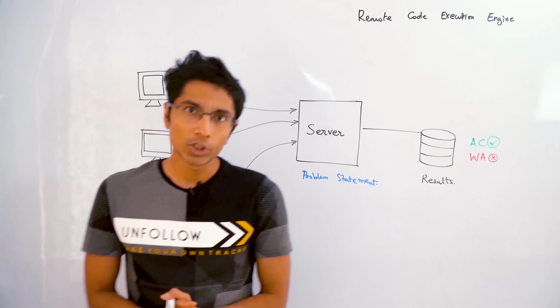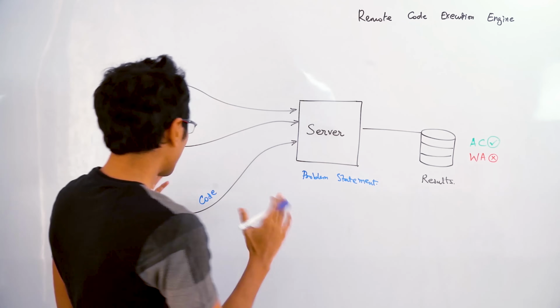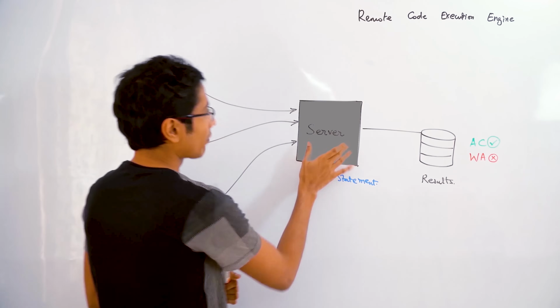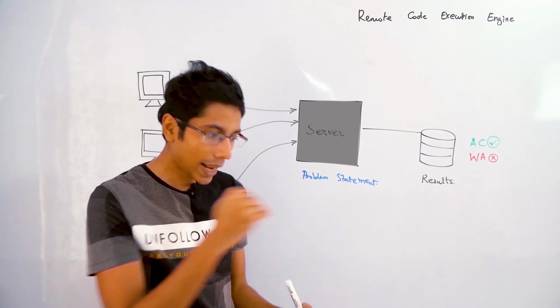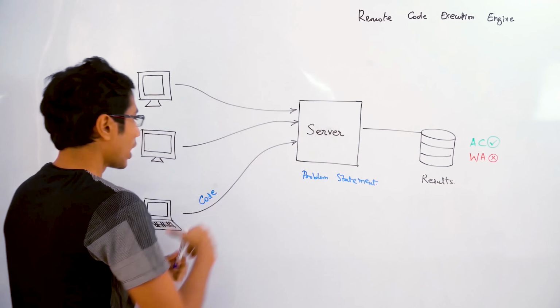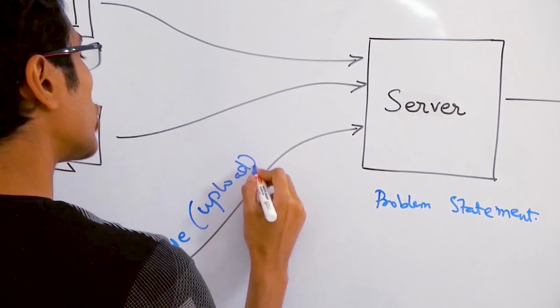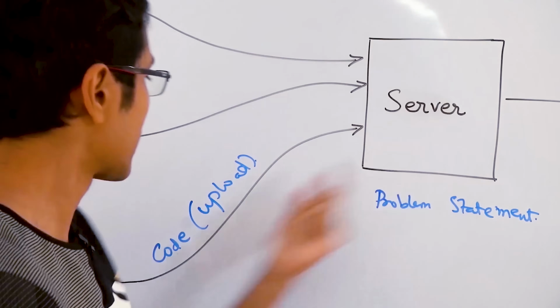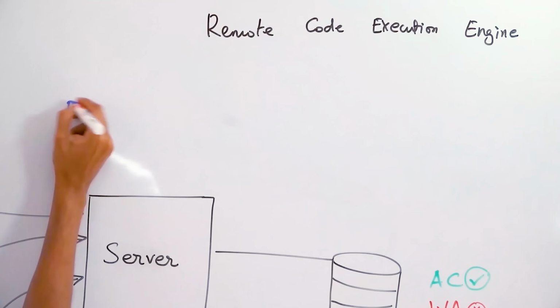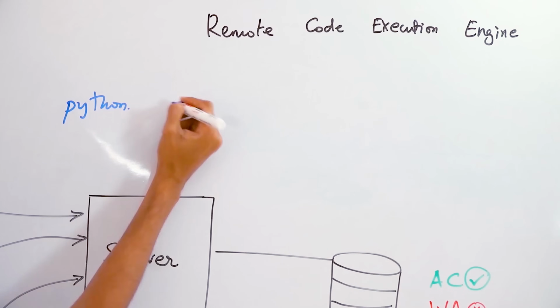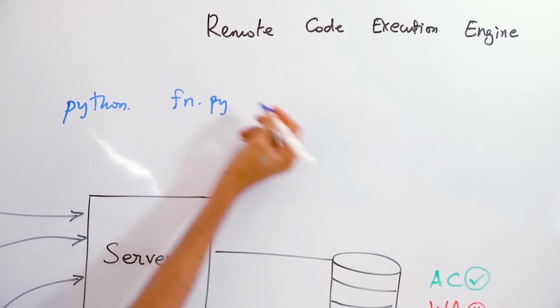So how do we do this efficiently? Well, we can start off with something very simple. We can have our own server actually run this file. So you can have a code upload, which we will be running on our server immediately. Let's say this is a Python file. So you'll have something like python and then the file name that the user has actually uploaded.